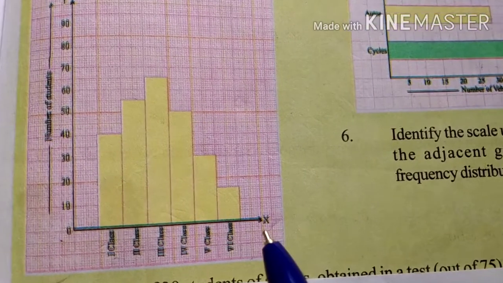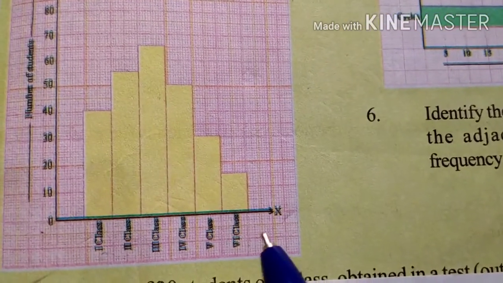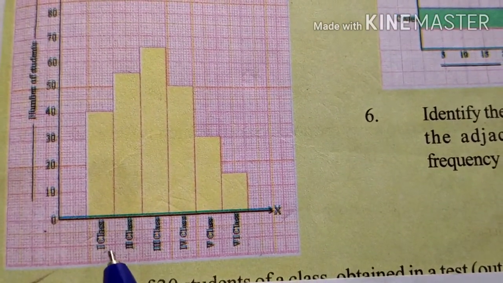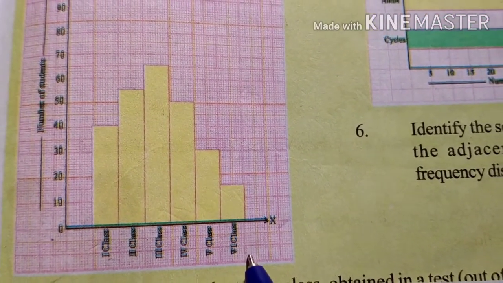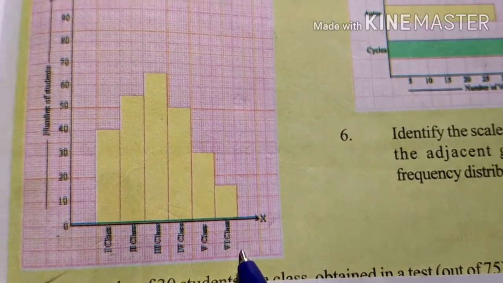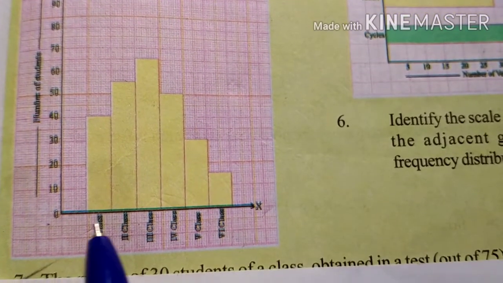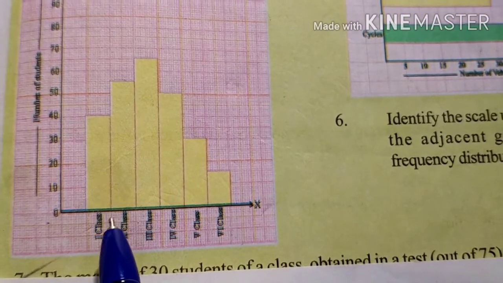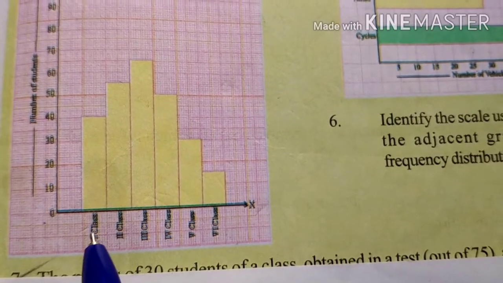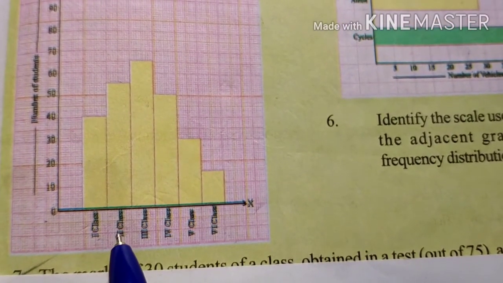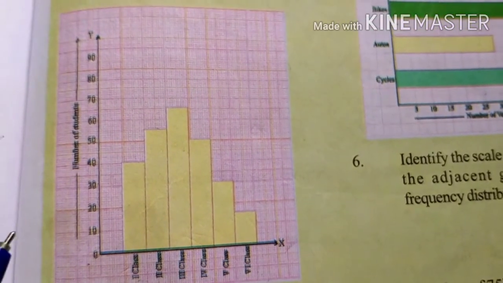Next you can see here on the x-axis, clearly classes are mentioned: first class, second class, third class, fourth class, fifth class, sixth class. That means for each and every 1 centimeter, they mentioned only one class interval or not? Only one class interval. Yes or no? Yes.